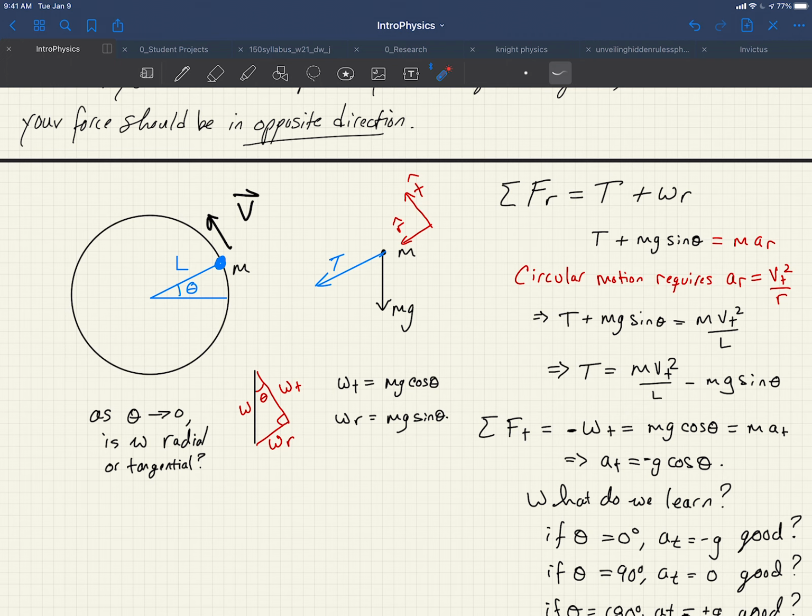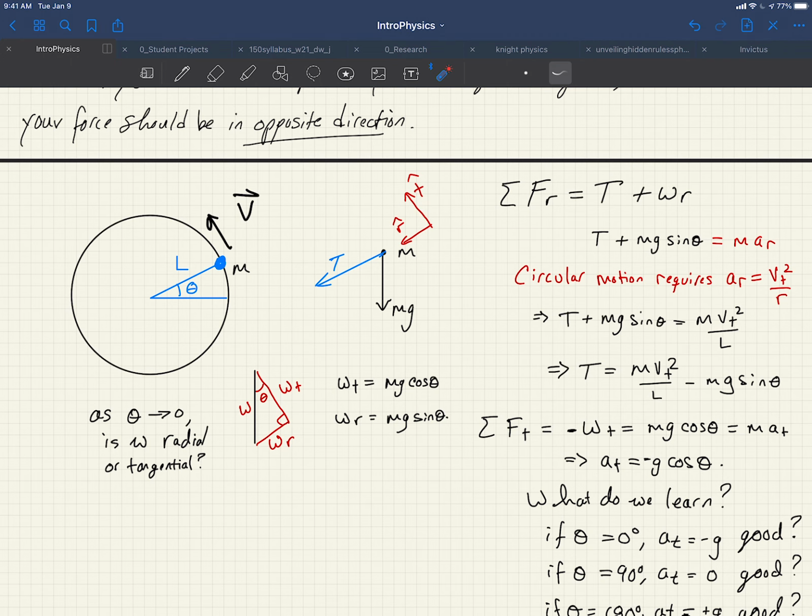In this particular problem, the radius of that thing is L, so I'm going to write it as T plus mg sine theta equals mv squared over L, which allows me to solve for the tension, presuming that I knew my tangential speed. So I can now know my tension as a function of v squared. This isn't exactly the problem we've asked you to do in the homework, but it's pretty close, so you should be able to make some progress there.